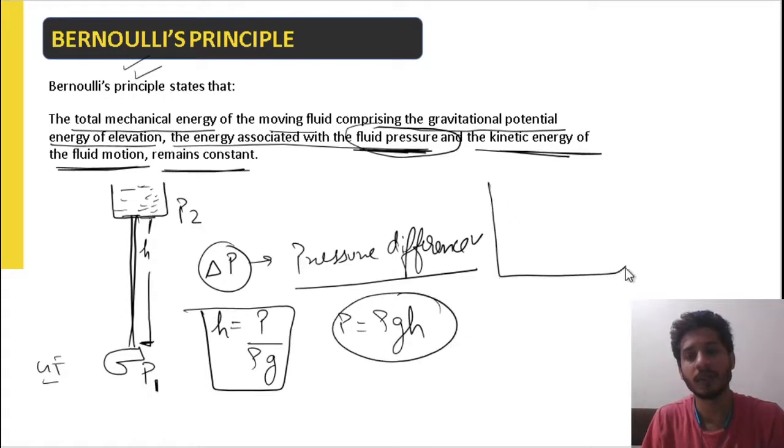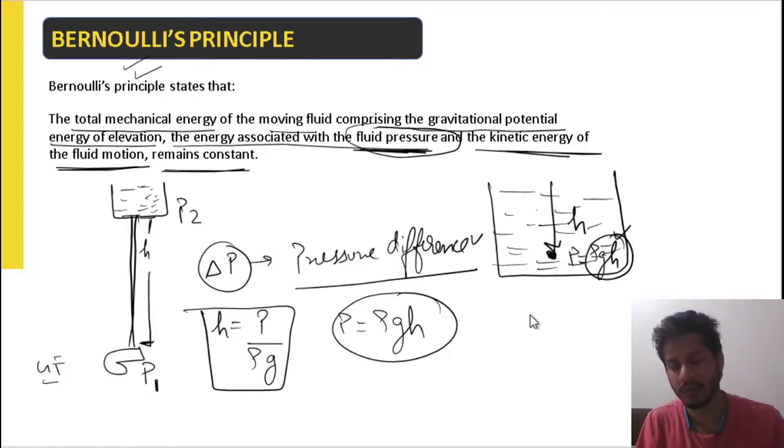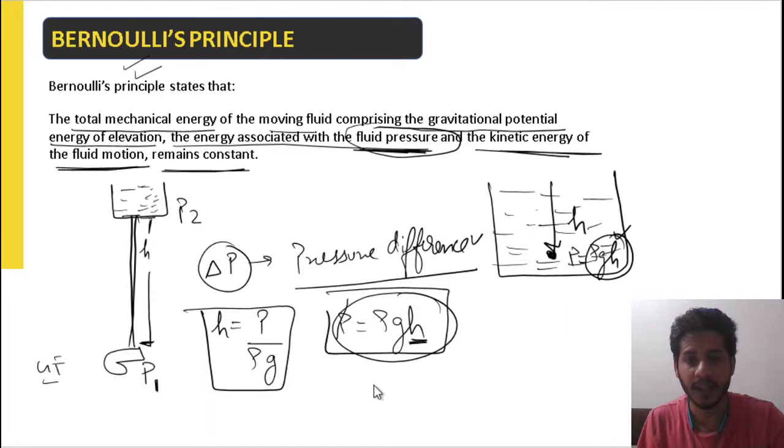Suppose there's a big tank and it is filled with a fluid to a depth h. At a depth h, the pressure which is felt here will be rho g h. So obviously we feel pressure when we enter into a fluid. That's the reason we feel pressure. The pressure is equal to rho g h. In terms of head, h is equal to p upon rho g.